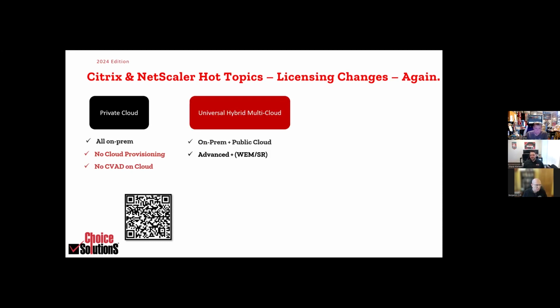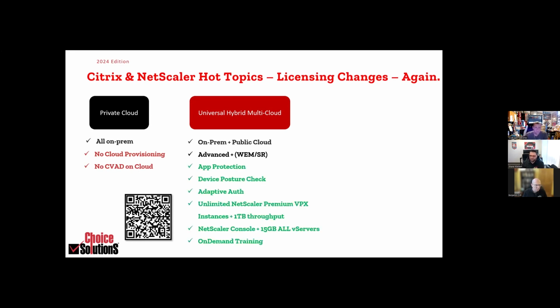So with that, they launched a universal hybrid multi-cloud license. That basically allows you to run similar to universal, which you heard about last year. But now you can run DaaS as well as on-prem if you wanted to. It does include WEM and session recording, but the huge value add in this license is things that used to be, where you were Advanced Plus, you had to buy Premium, right? Which was app protection. Obviously, we know app protection for blocking keystroke logging, screenshot protection. Device posture check is an incredible service. Think of endpoint protection there. It's now as a service. So we're looking at full device posture check, adaptive authentication.